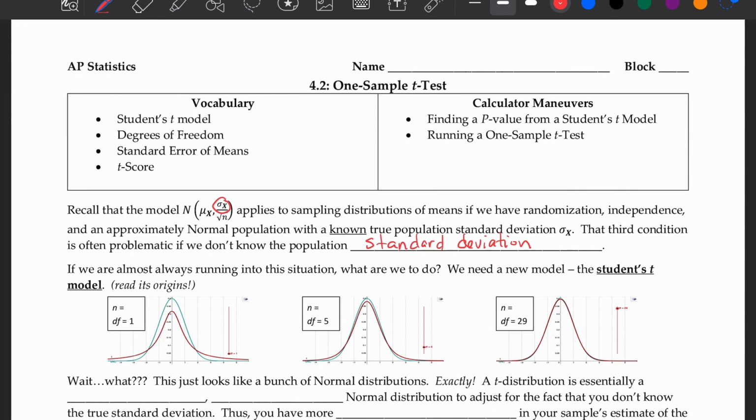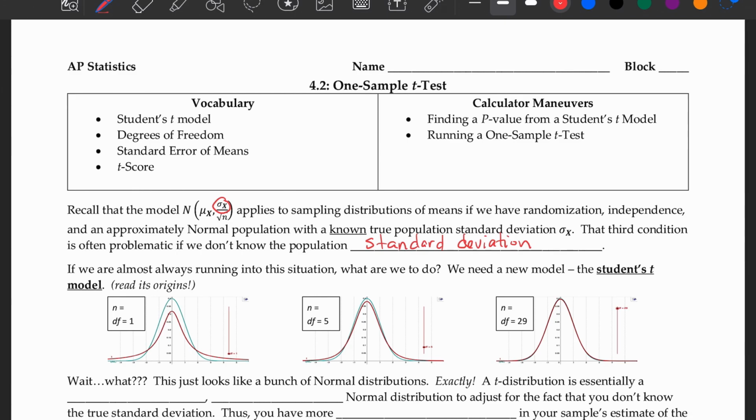Well, we need a new model. This model is called the student's t model. If you're interested in figuring out where it came from, do a quick Google, throw it into ChatGPT, and ask it, where did this student's t model come from? So what I have in front of us are three different examples that are comparing the normal model to the student's t model depending upon sample size.